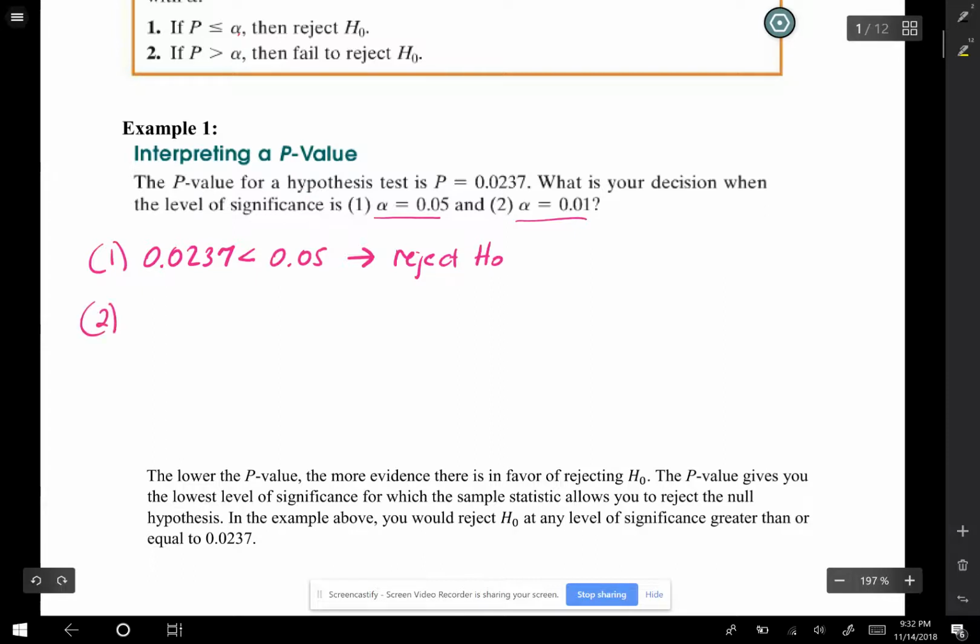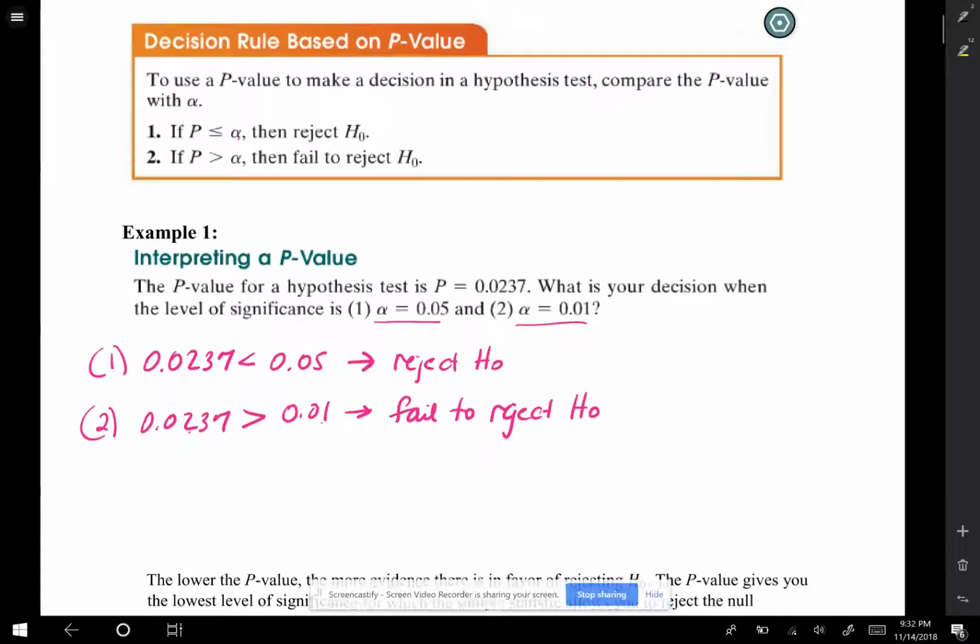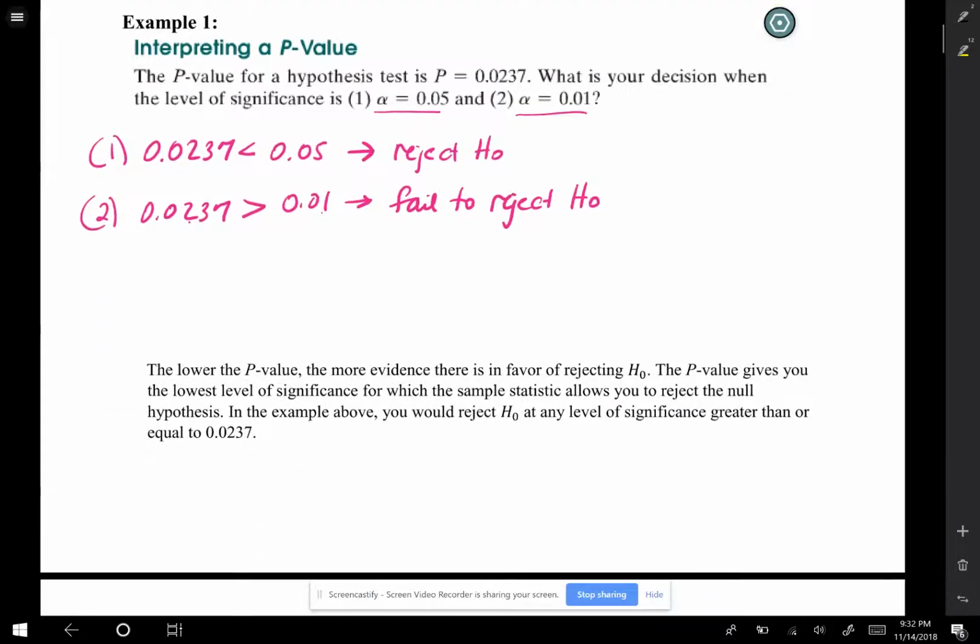On the second one, we still have the same p-value, but this time we're using the level of significance of 0.01. So 0.02 would be greater than 0.01. And if the probability is greater than the level of significance, then we're going to fail to reject the null hypothesis. So that's how we're going to make our decisions based on the p-value.